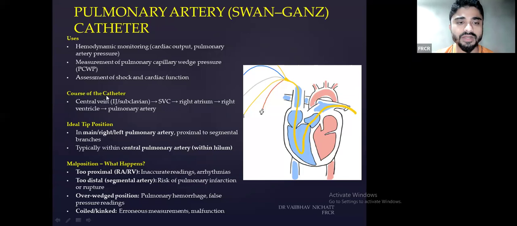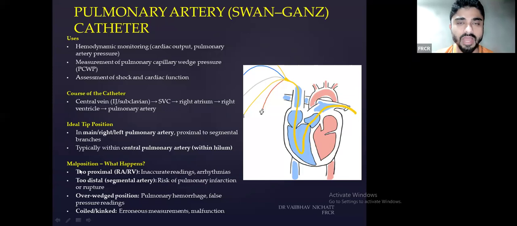The course of the catheter: ideally it is put via central veins such as the internal jugular vein or subclavian vein, then it goes into the SVC, SVC to right atrium to right ventricle, then into the pulmonary artery, and then into one of the right or left main pulmonary arteries. Okay. Ideal tip position should be in the main right or left pulmonary artery, proximal to the segmental arteries. Typically within the central pulmonary artery is a preferred location.